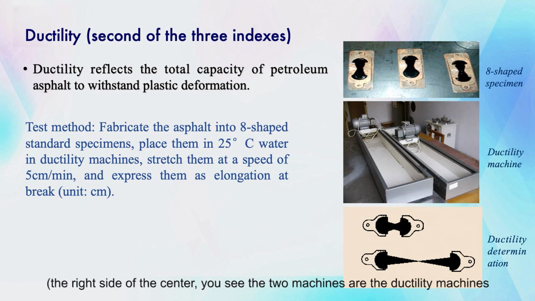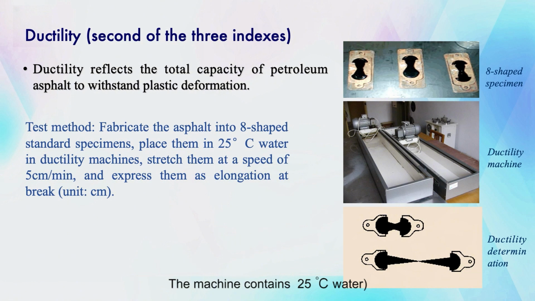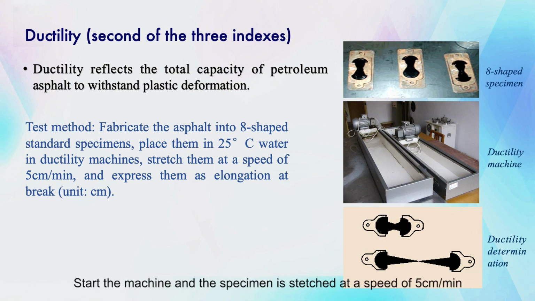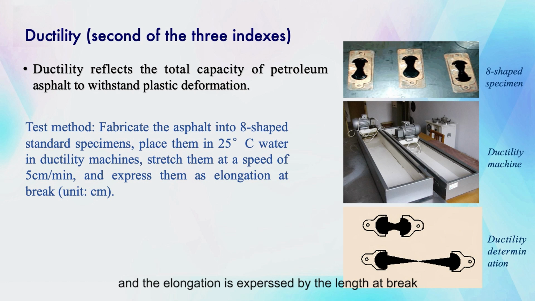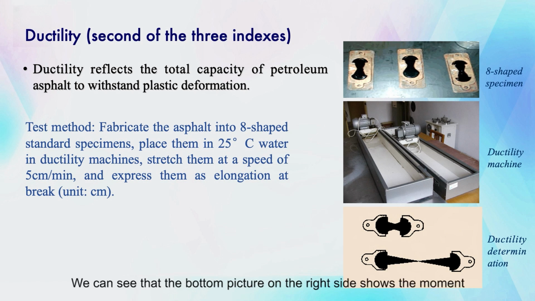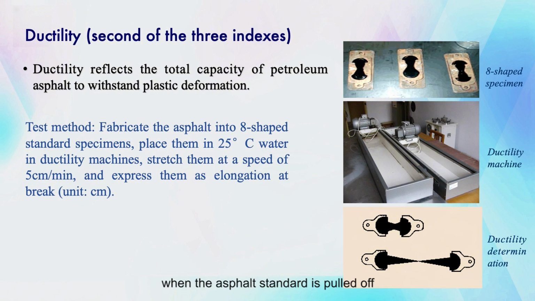The two machines you see are ductility machines. The machine contains 25 degree water. Start the machine and the specimen is stretched at a speed of 5 centimeters per minute, and the elongation is expressed by the length at break, in units of centimeters. We can see that the bottom picture on the right side shows the moment when the asphalt specimen is pulled off, and the elongation measured at that moment is the ductility.